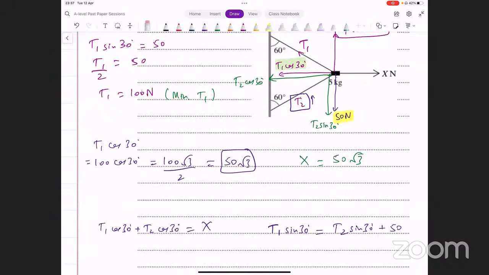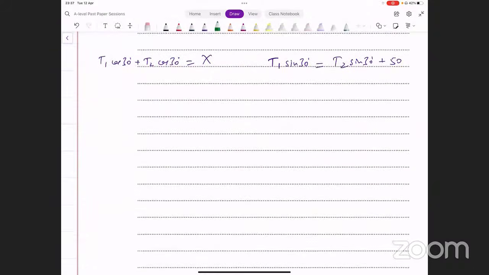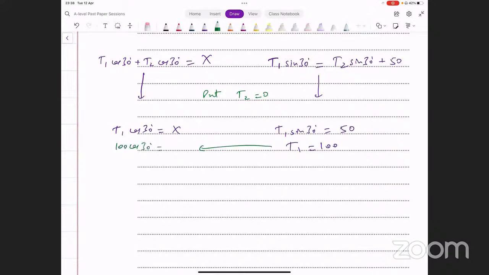उसमें स्ट्रेच नहीं होगा कुछ। ठीक है? तो दूसरा तरीका आप क्या कर सकते हो, आप यहाँ पे T2 की वैल्यू को 0 इनपुट कर सकते हो, बिकॉज ऑफ दिस रीजनिंग दैट वी हैव जस्ट डिस्कस्ड। T2 को 0 इनपुट कर दें, उससे देखने आपके पास X की वैल्यू क्या आती है। If you were to input T2 equal to 0 here, you get T1 cos 30 equals X, and here you get T1 sin 30 equals 50, and again T1 comes out to be 100 from this. You put that in the first equation, and that gives you 100 cos 30, and X equals 50 square root of 3. So these are two ways of thinking about this.